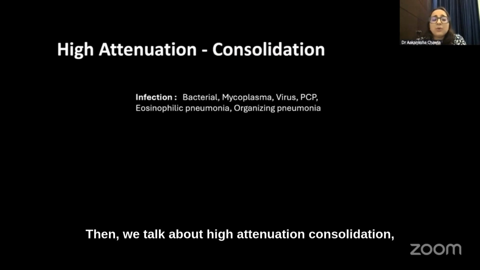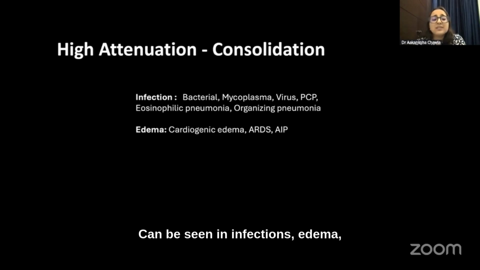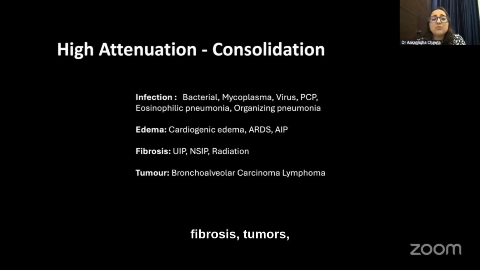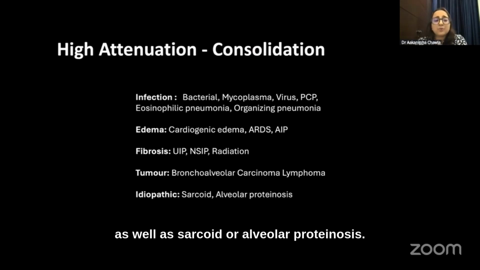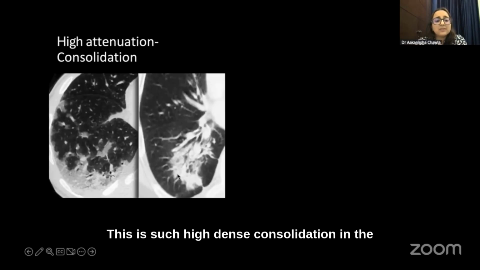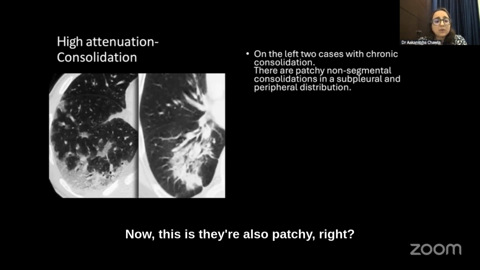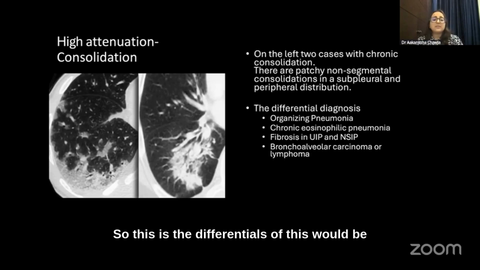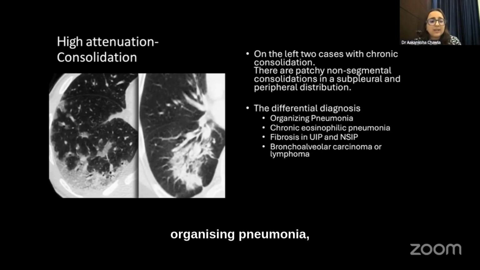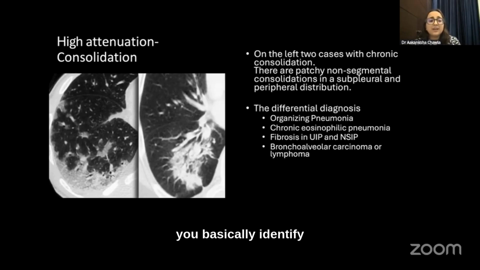Then we talk about high attenuation consolidation, which is another pattern of high attenuation, can be seen in infections, edema, fibrosis, tumors, as well as sarcoid or alveolar proteinosis. Now look at this high attenuation CT cuts. Can you see the distribution, such high dense consolidation in the periphery? Now they're also patchy, right? So the differentials of this would be organizing pneumonia, chronic eosinophilic pneumonia. And then again, depending upon your patient's history, is when you basically identify the cause of this consolidation.